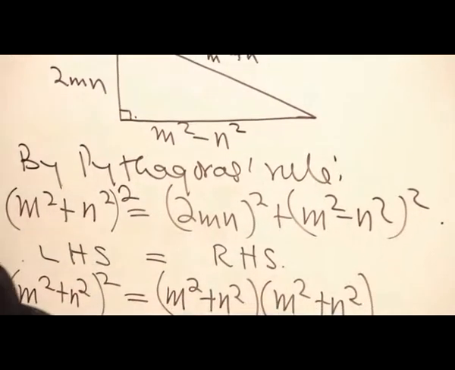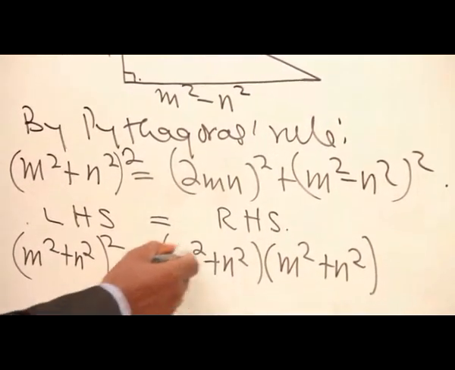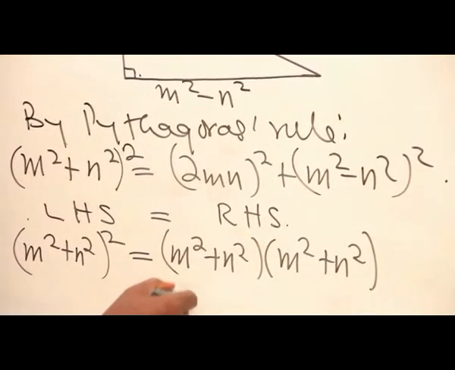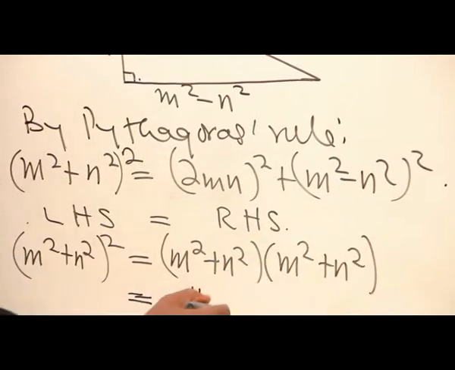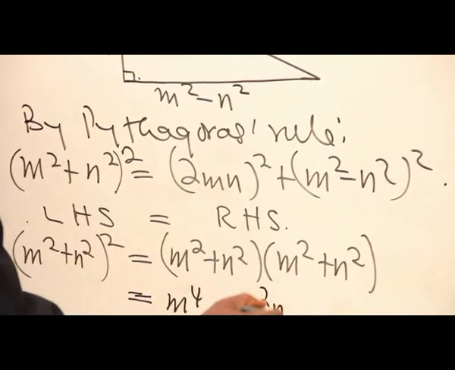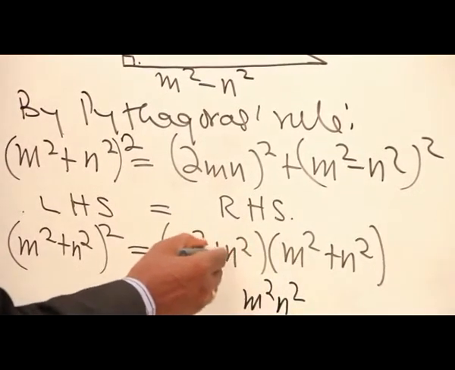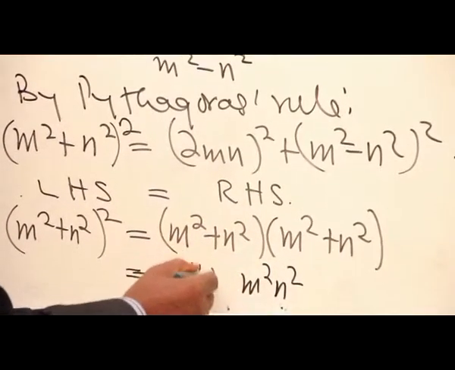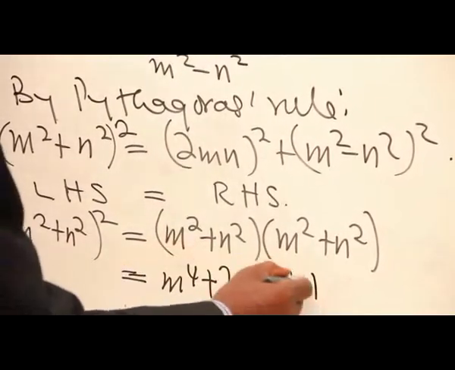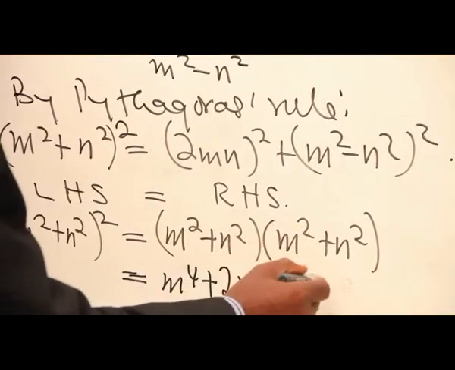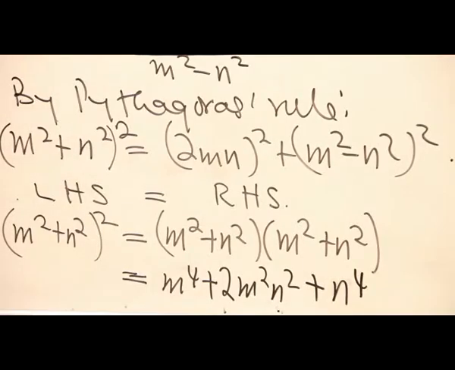expanded to become this, and which eventually is equal to m squared times m squared is m raised to the power 4. M squared times n squared is m squared n squared. Another n squared times m squared will be m squared n squared, which is 2 of this now, so plus 2 of m squared n squared. Then plus n squared times n squared, which is n raised to the power 4. That is the left hand side of the equation.